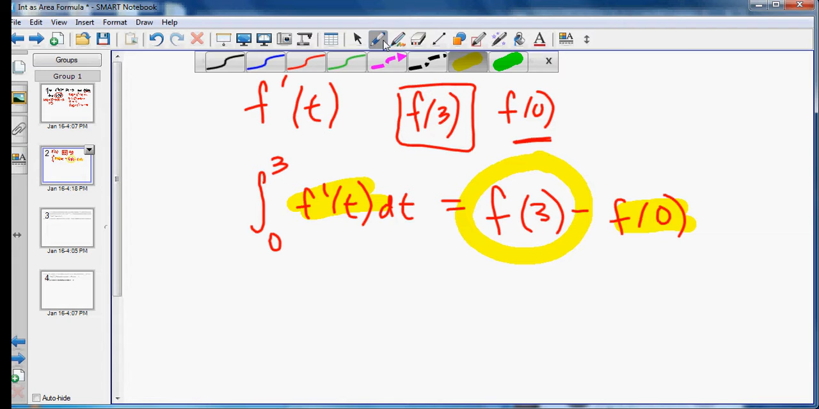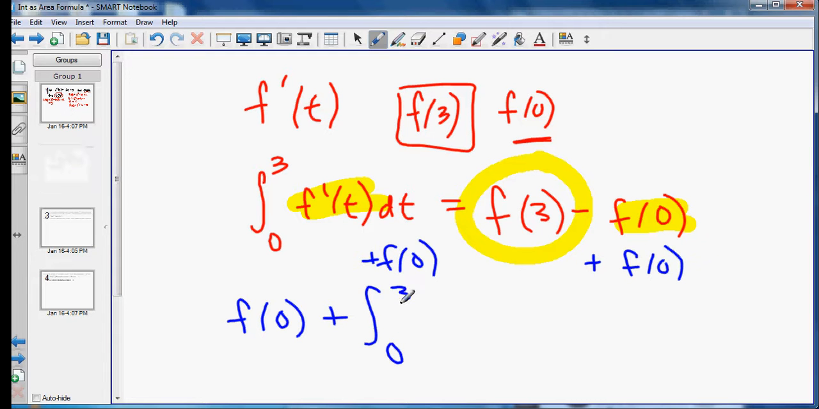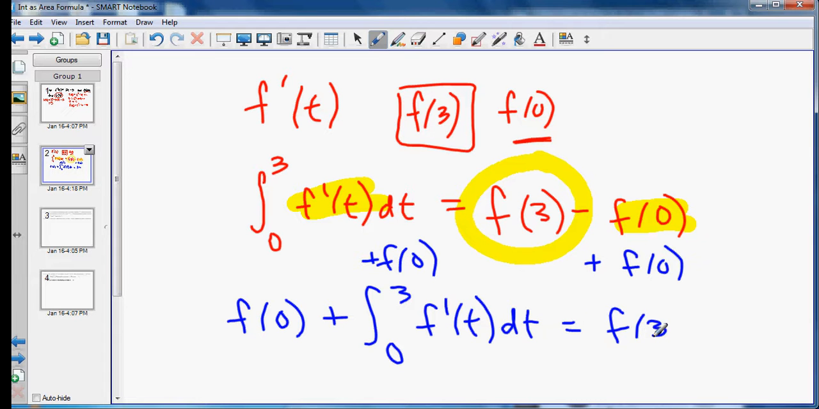So another equation that we can use when it comes to the first fundamental theorem, we can get by adding f of 0 to both sides. So f of 0 plus the integral from 0 to 3 of f prime of t dt equals f of 3. So we can actually solve for a point on the original function using this formula.